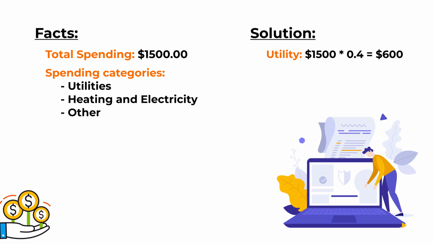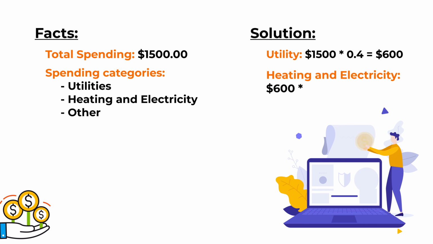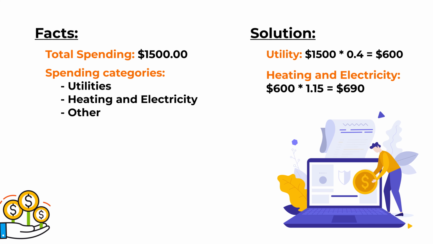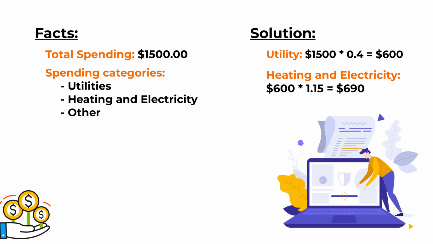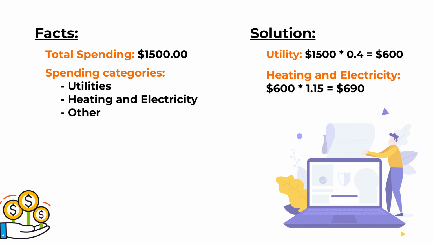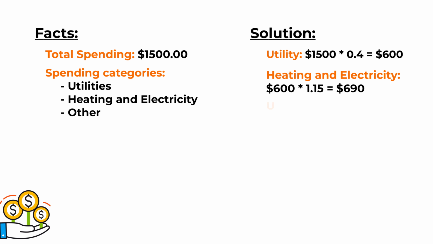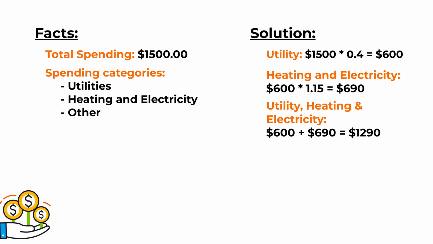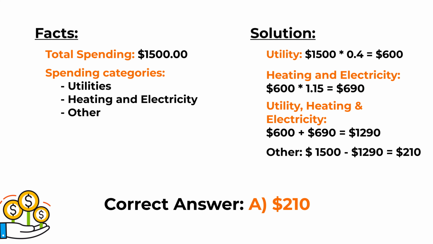is $600. Heating and electricity bill is 15% more than utility spending. So to calculate heating and electricity, we need to multiply 600 by 1.15, and the end result of this would be $690. To calculate utility, heating, and electricity spending together, we need to add 600 and $690, and the end result of this calculation will be $1,290. So the other spending category would be calculated as a subtraction of $1,290 from $1,500 and would be equal to $210. So the correct answer here is choice A, $210.